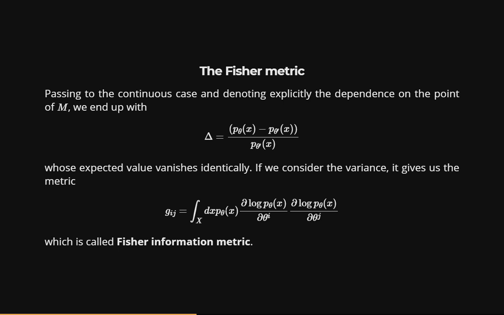But anyway, you can say the variance of the limit of this thing, and you get a metric, because the variance gives you a symmetric matrix, g_ij, which is written like this. So it's the integral over x of p theta of x, the derivative in theta i of the logarithm of p theta, times the derivative in theta j of the logarithm of p theta. This is called the Fisher information metric.